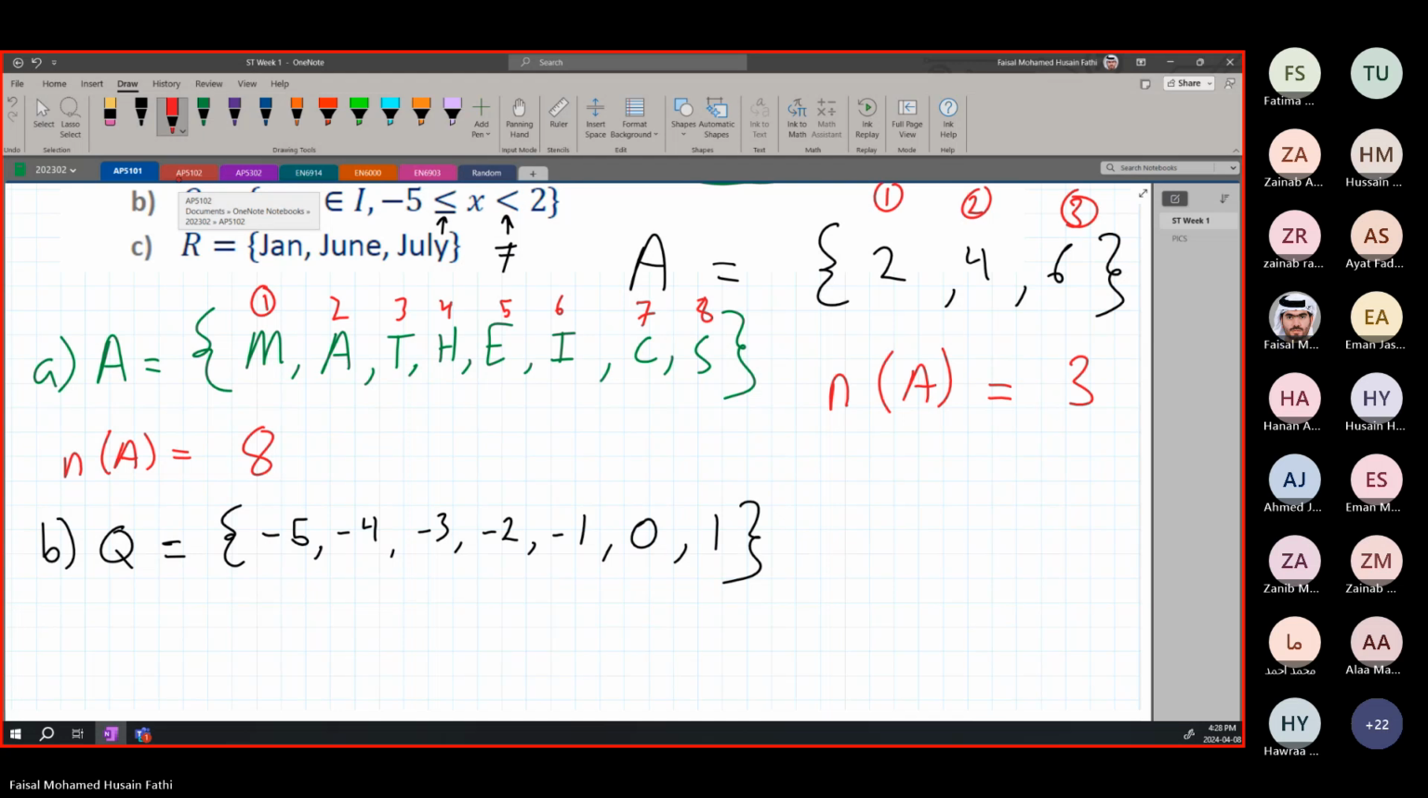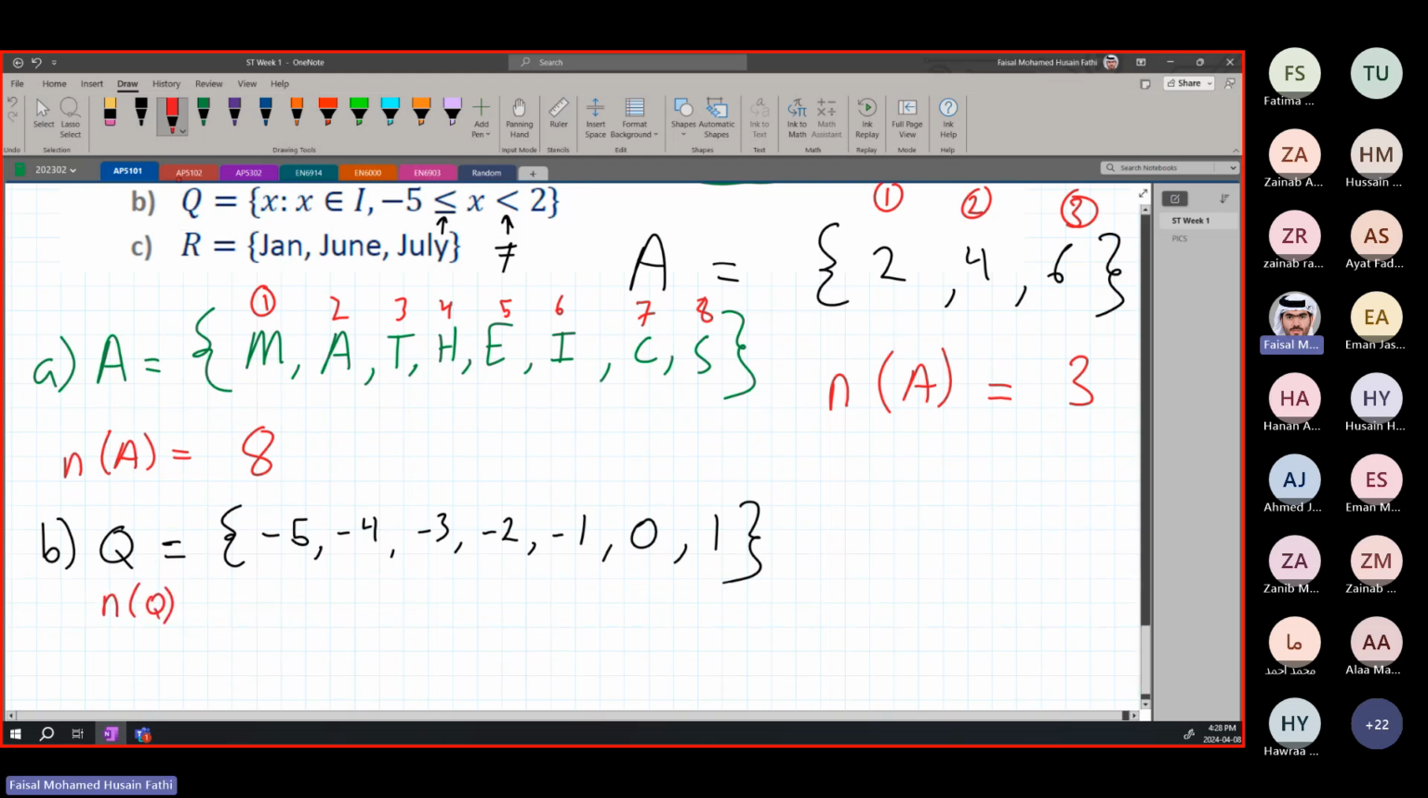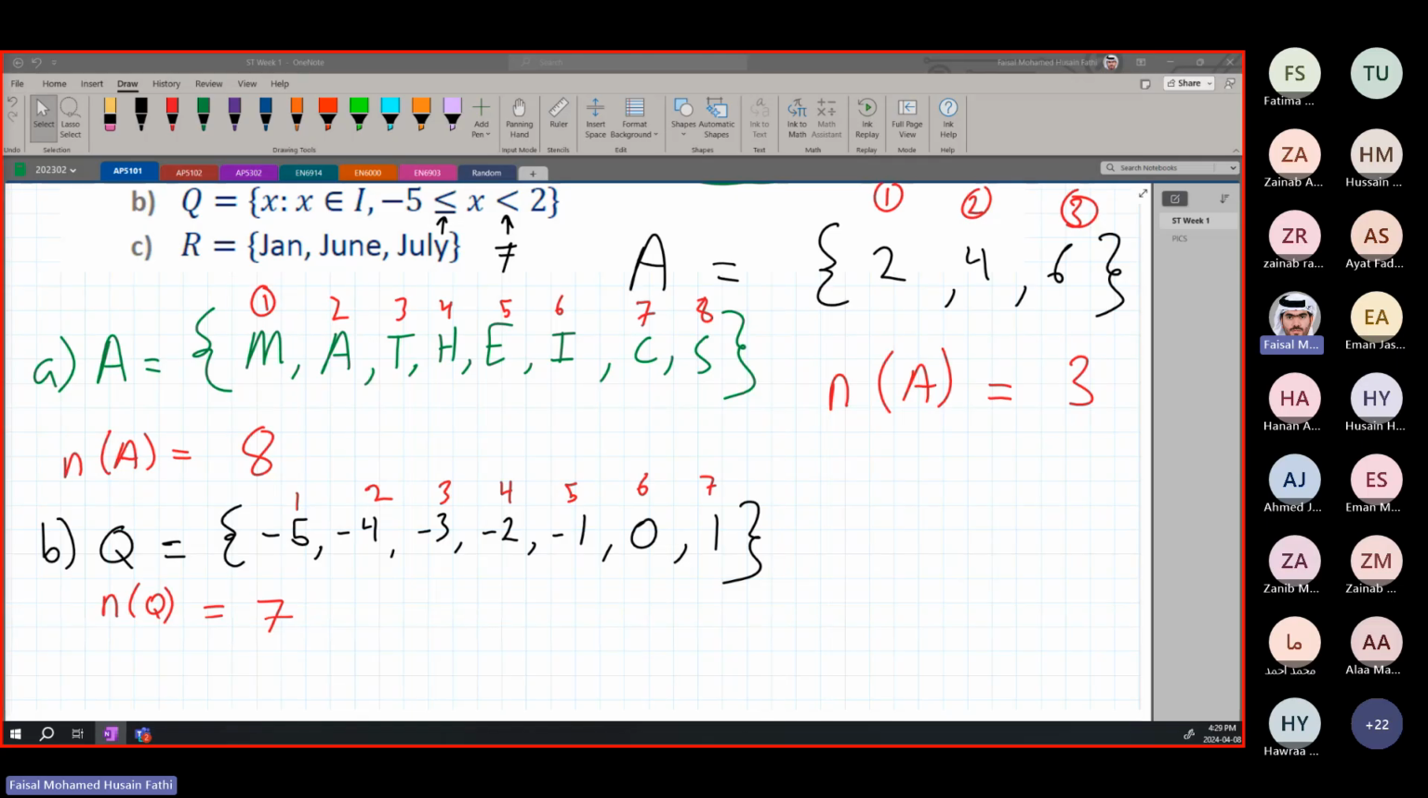n(Q) is 1, 2, 3, 4, 5, 6, 7. So n(Q) is 7. That is the cardinal number that we have. All right?